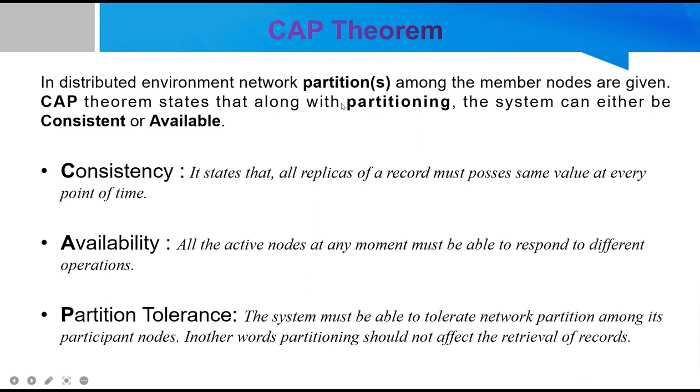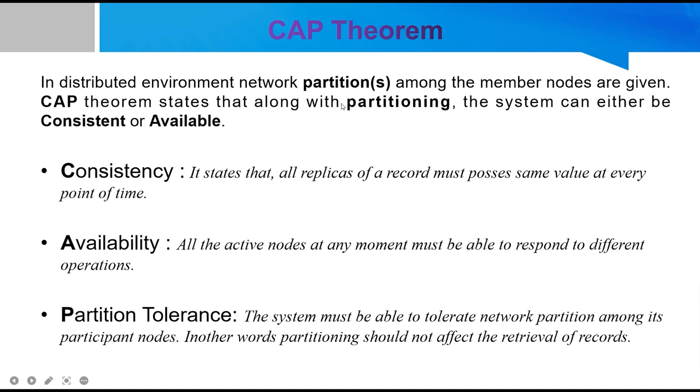So consistency says that if you have multiple replicas of a record, every replica must contain the same piece of information at every point of time. The next property, availability, says that if you have multiple active nodes or multiple base locations where your information is stored, these locations or nodes must be available to respond to the client.